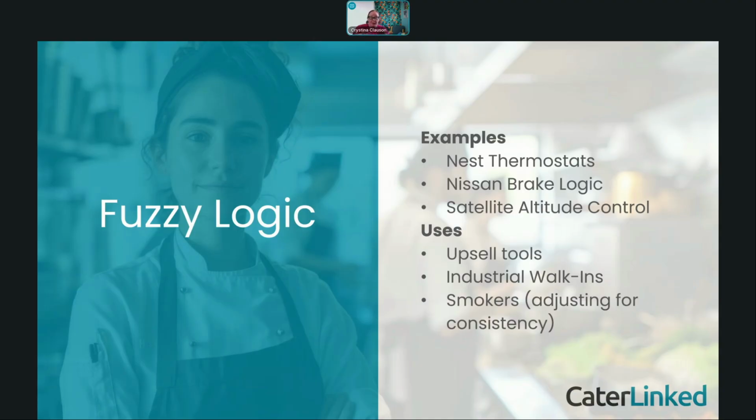Fuzzy logic: Nest thermostats, brake logic for cars, and satellite altitude controls. In the restaurants, think about it like the Nest thermostats, a lot like industrial walk-ins or smokers. You're looking at, it's getting a little bit warm. If it gets a little bit warm, do people usually turn it down? Is this outside of our optimal temperature or humidity? And then it can change to ensure that the smoker or the industrial walk-in stays at an optimal temperature and humidity to make sure that food doesn't spoil or that smoked food turns out good.